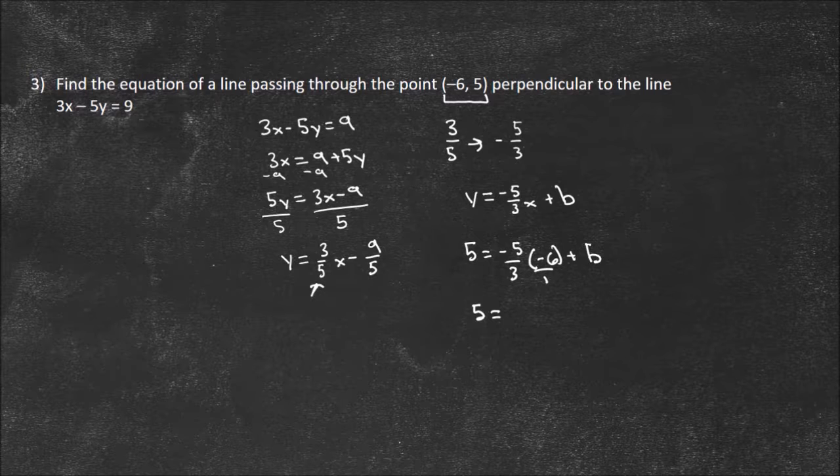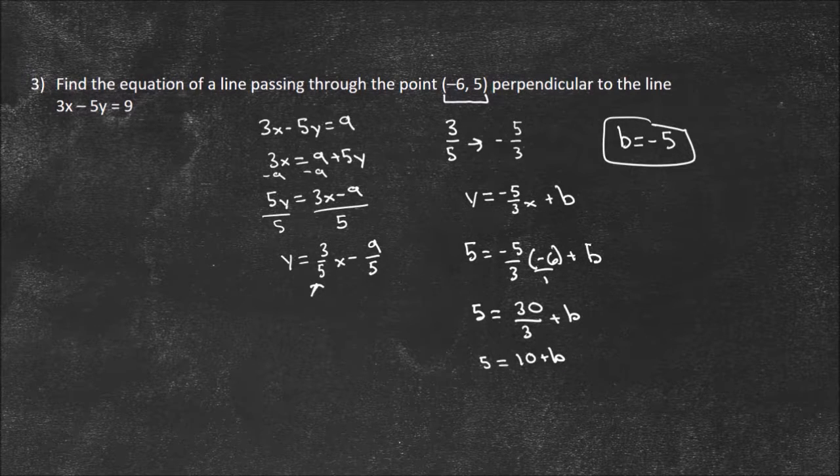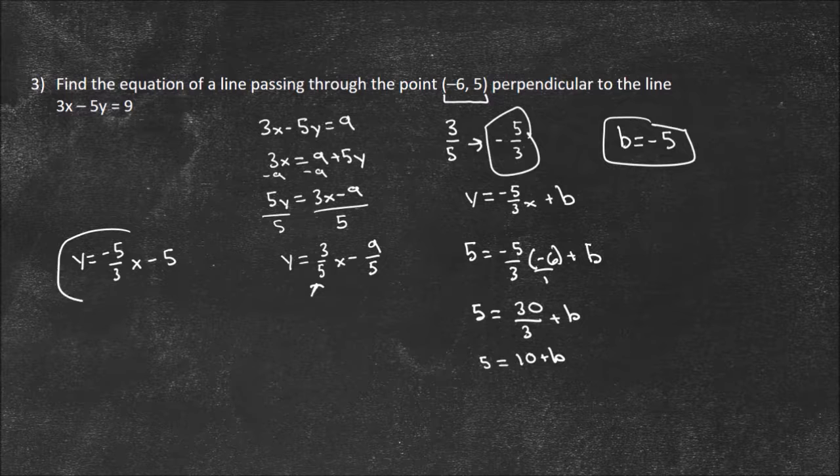and then when we multiply fractions, we multiply straight across. So -5 times -6 is +30, divided by 3 times 1 is 3, plus b, and that's nice because 30 divided by 3 is just 10, so we get 5 equals 10 plus b. Then subtract 10 from both sides, we get that b equals -5. So we have b, we have our slope, so we have our line. The line that's going to be perpendicular and satisfy our conditions is y equals -5/3 x minus 5. That is the perpendicular line that we wanted, and hopefully that makes sense.